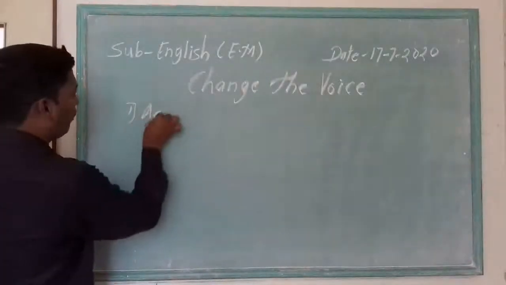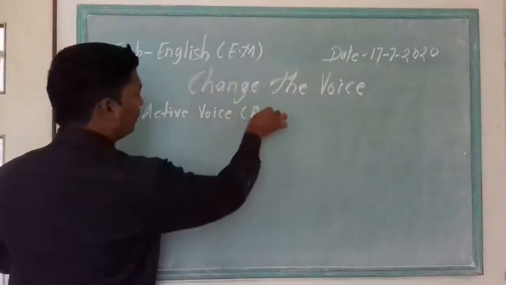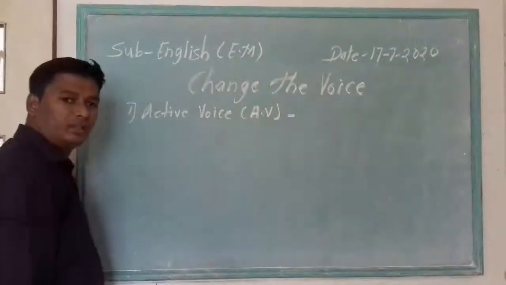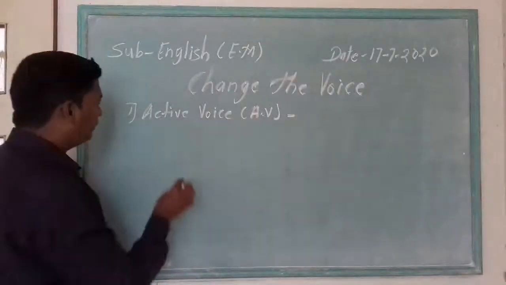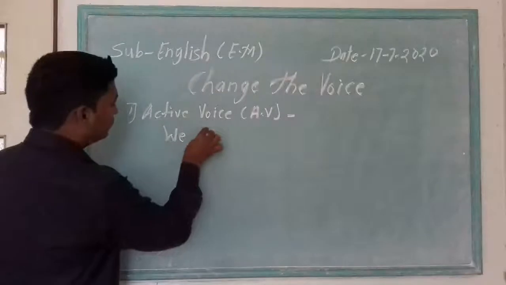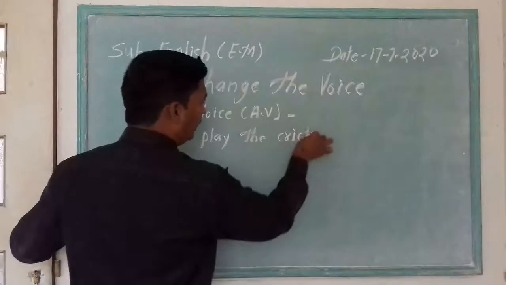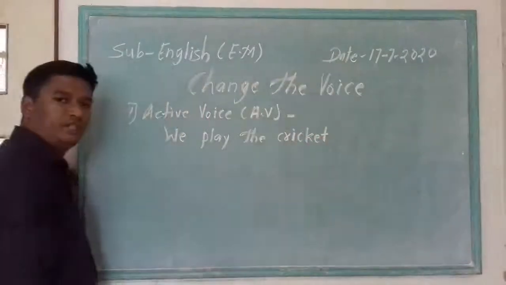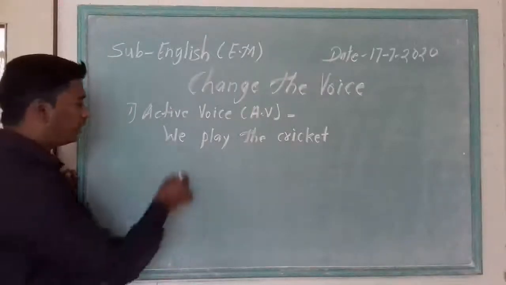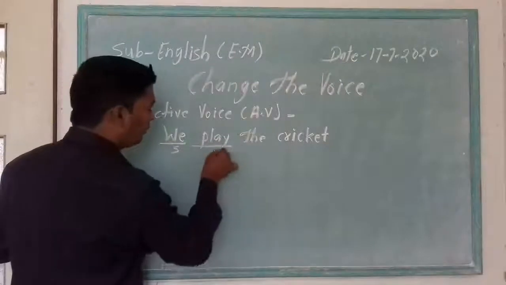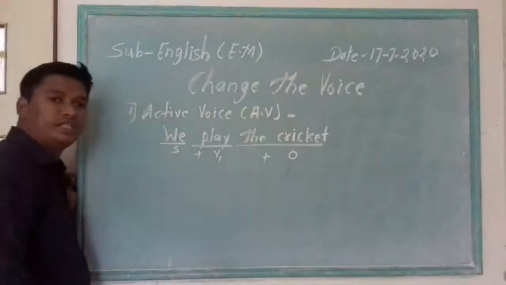First is active voice. In short, it is known as AV. Okay. Don't write, just pay attention here. I am taking one simple example. We play the cricket. It is a very simple example. What is the tense of this sentence? We is subject, play is V1 and the cricket is object. So it is in simple present.